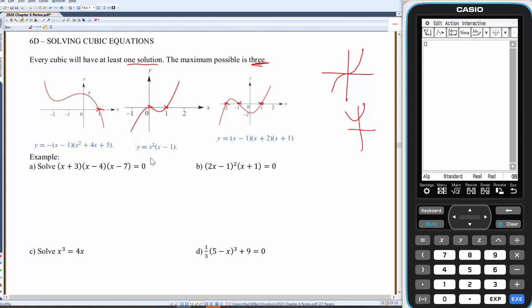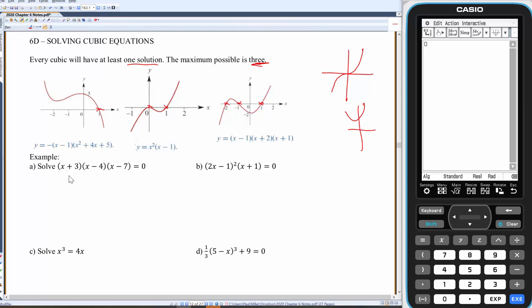So what we've been doing with cubics so far is taking them from expanded form and putting them into factored form. And the reason we've been doing that is so that we can set it up for the null factor law. So what we're going to do is go through and solve a couple of cubics. All right, so let's have a look at this one here.